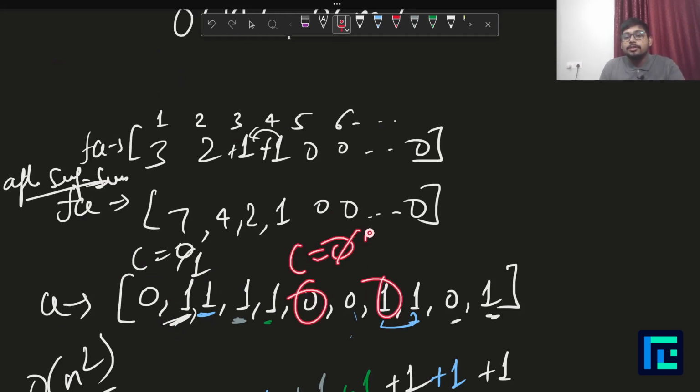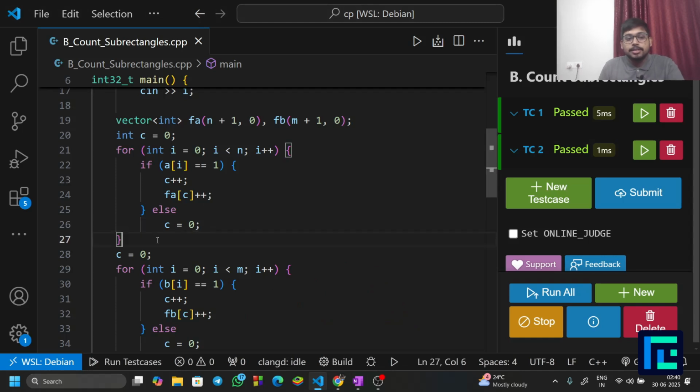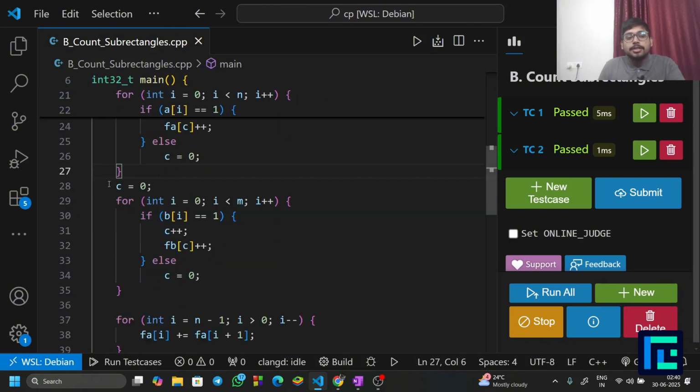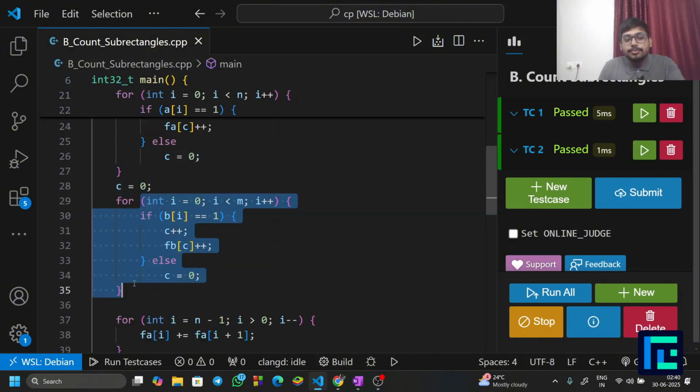Then again the 1 would make C start with 1, not with... after 4 we would have a 5 if we don't reset. Okay, so with this algorithm, your initial FA would be computed, then you reset C to 0 and compute the same thing for array B. You do the same thing for array B and compute your FB.